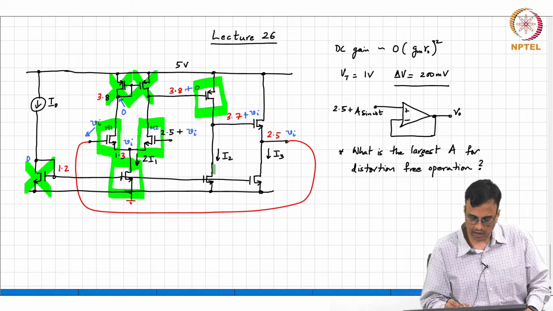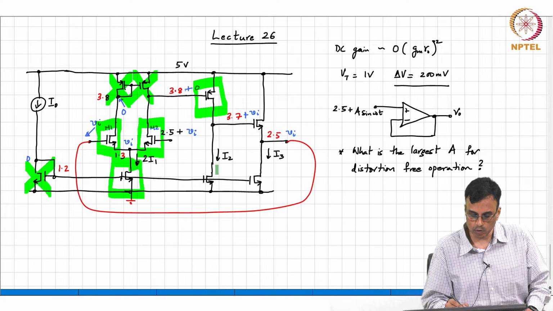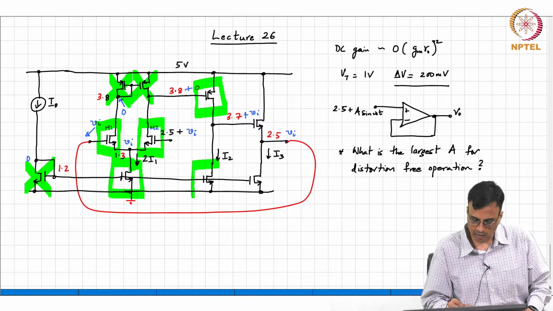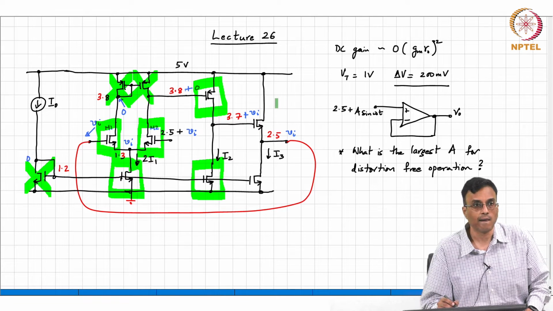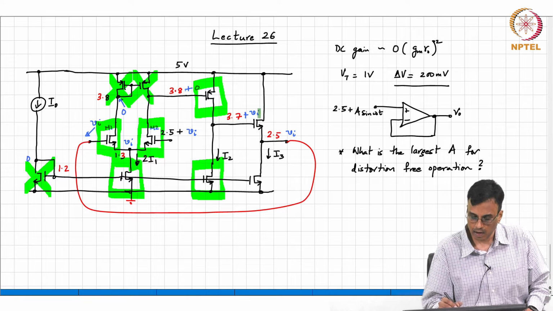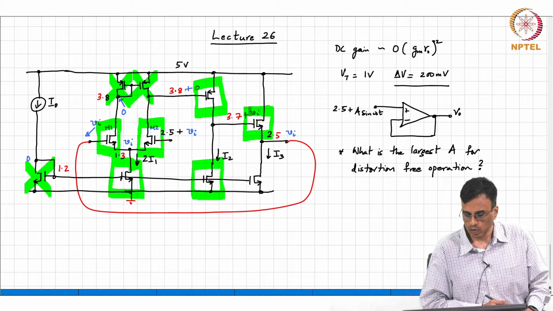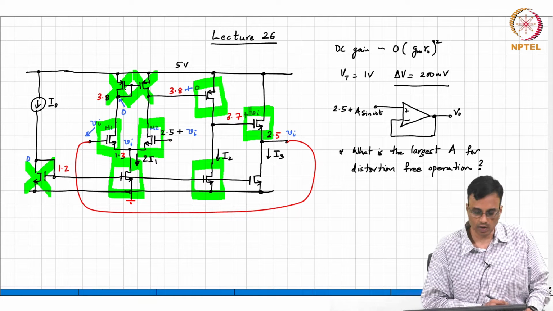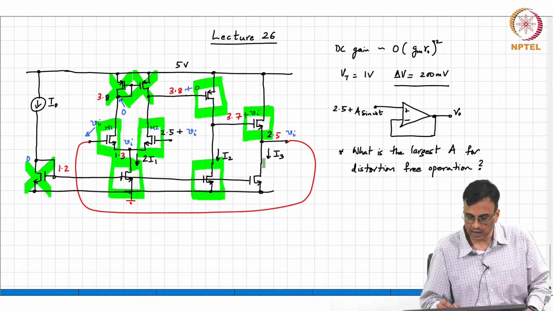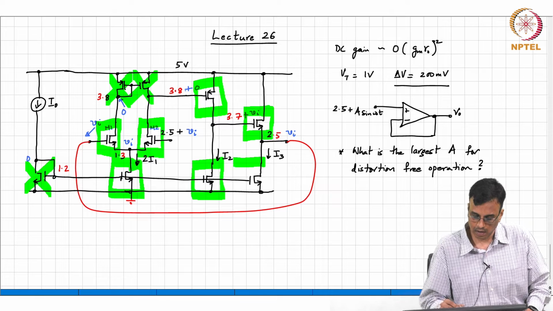What about the tail current? The current source transistor I2. Yeah, yes, we need to worry about it. What about the output stage? So the drain source voltage is changing or the gate drain voltage is changing. What about the I3 transistor? Change.